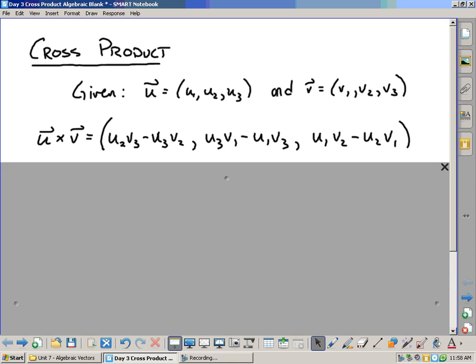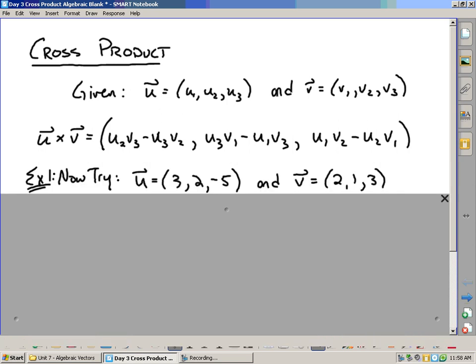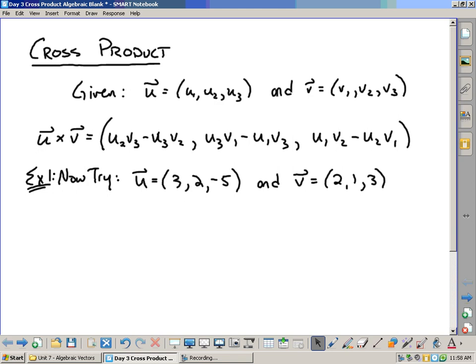So let's actually try and do it. We're going to use this to try and find the cross product of these two vectors. The first vector is U: 3, 2, and negative 5, and V: 2, 1, and 3.